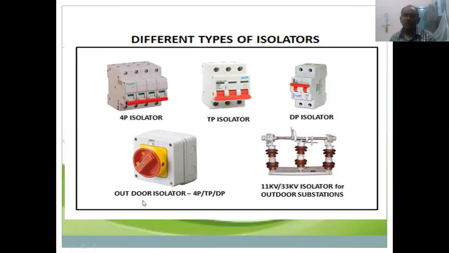And these are the outdoor isolators. It's a 4P, 3P. So we can operate it by rotating this one. And it's an 11 kV, 33 kV isolator for outdoor substation purpose. These are the isolators generally used in our electrical field.